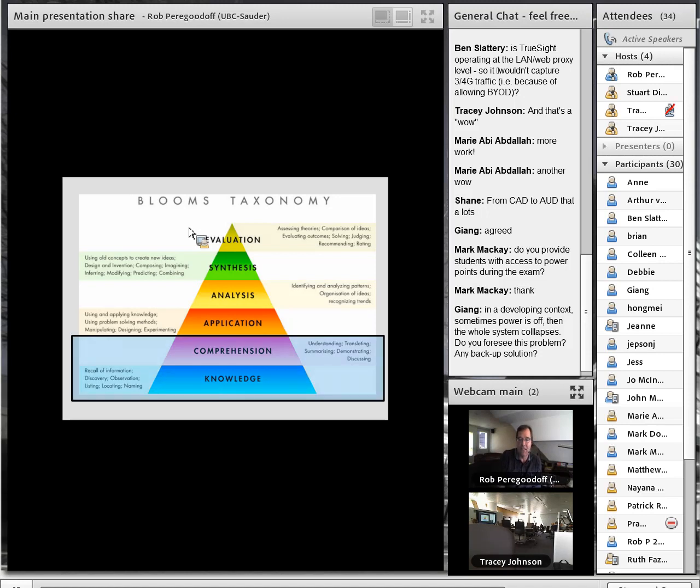By way of lead-in, for the most part, traditionally, for a large-scale exam of this nature, we've been stuck at the bottom 2 layers of Bloom's taxonomy. We can examine for knowledge and, to some degree, comprehension. And it's here where I'm going to switch out a little bit and talk about our security model.